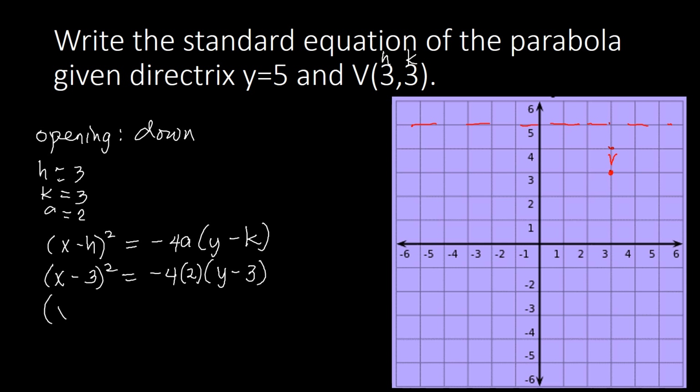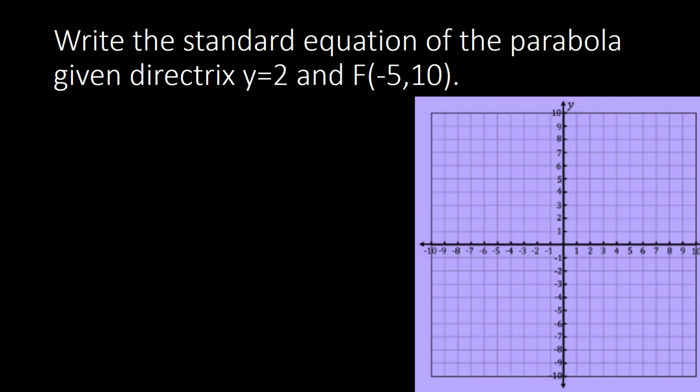Simplifying this part here, we have x minus 3 squared equal to negative 4 times 2, that's negative 8, times y minus 3. So this is our standard equation of our parabola.